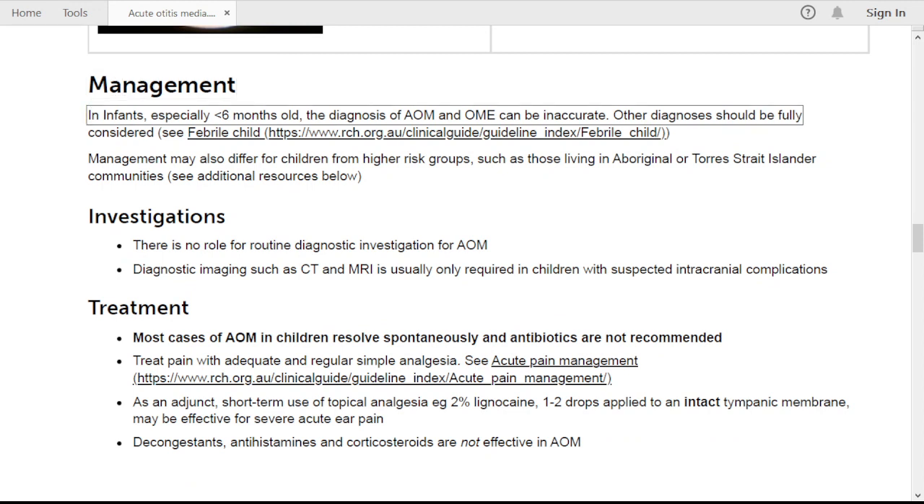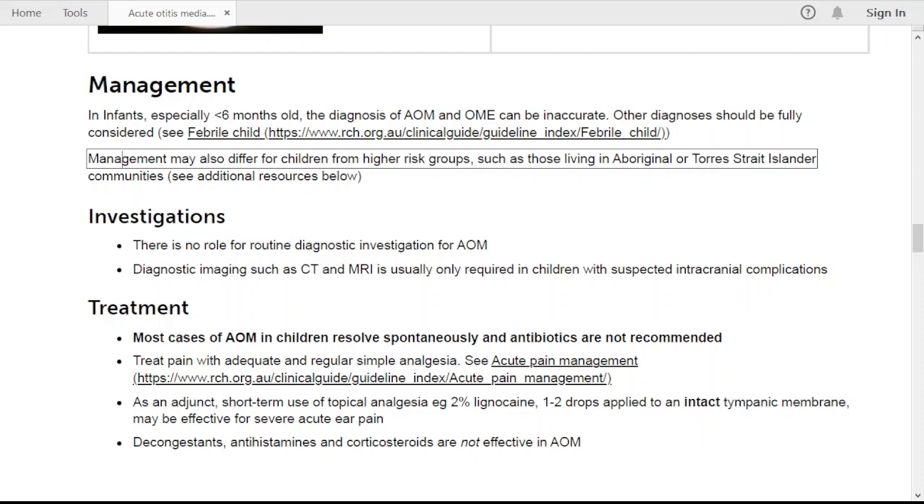Management. In infants, especially less than 6 months old, the diagnosis of AOM and OME can be inaccurate. Other diagnoses should be fully considered. Management may also differ for children from higher risk groups, such as those living in Aboriginal or Torres Strait Islander communities. See additional resources below.